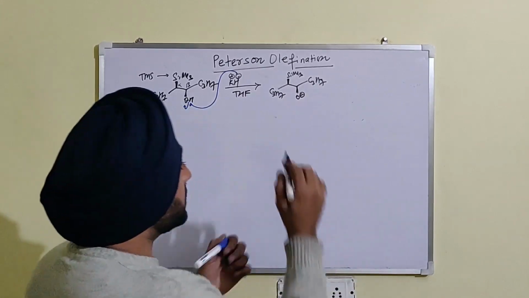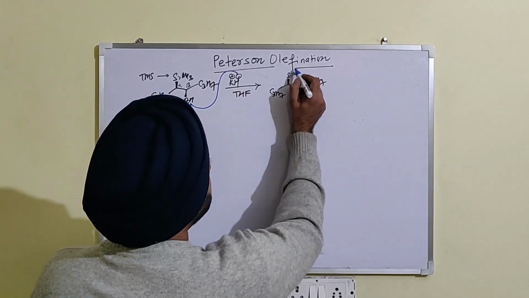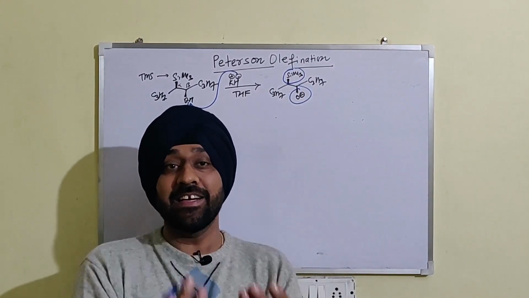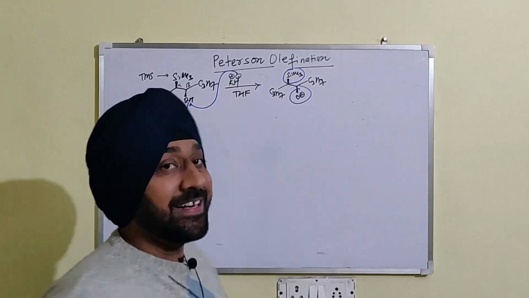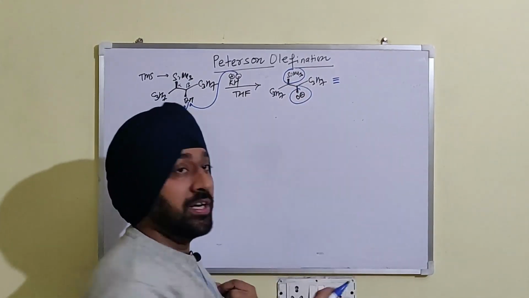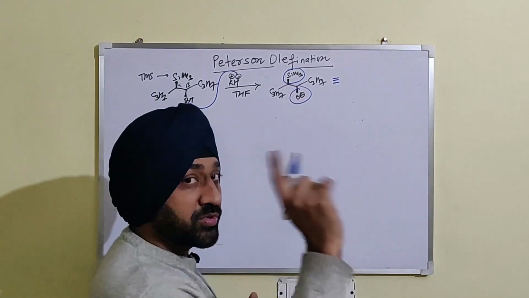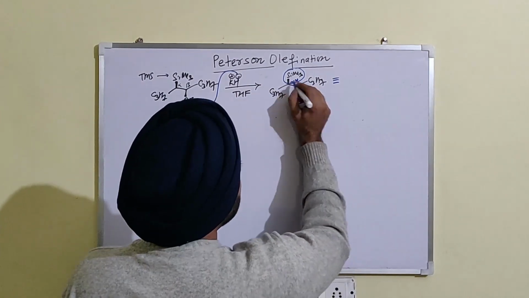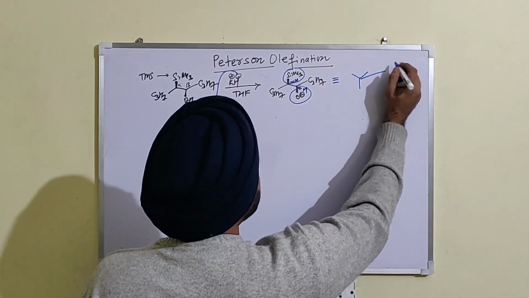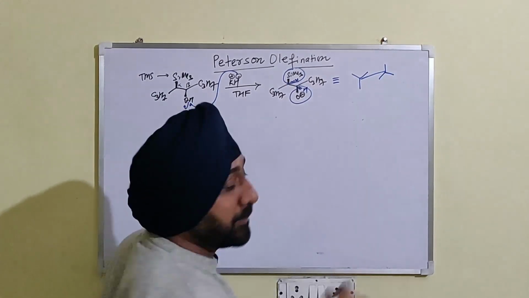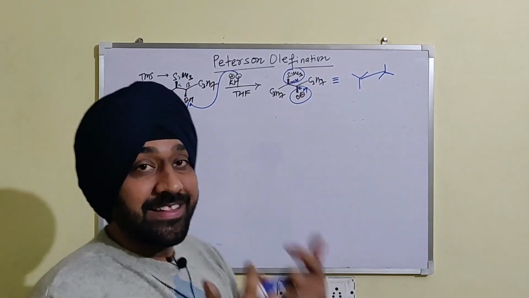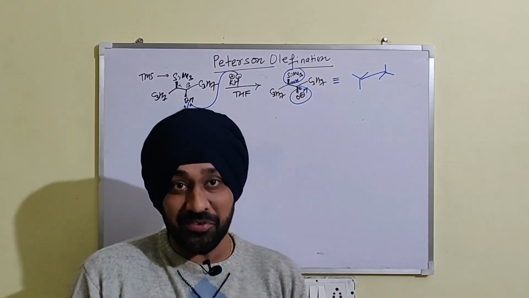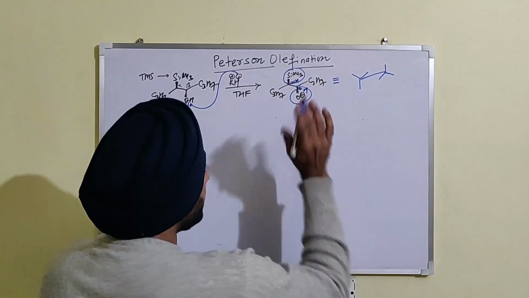Now what we want is to bring these two groups in the same plane so that the elimination takes place in the syn manner. Now to understand this, we can simply convert this into a Sawhorse conformation. Okay, and from the Sawhorse conformation we easily understand that this can be written like this. If I just convert it into a Sawhorse conformation, it will make our job much easier, and understanding the mechanism and predicting it while solving a question much easier. Okay, so let's just convert it.